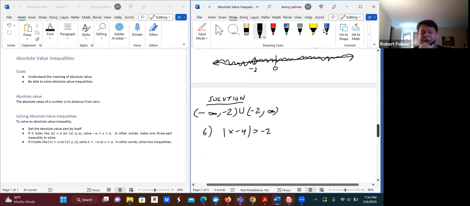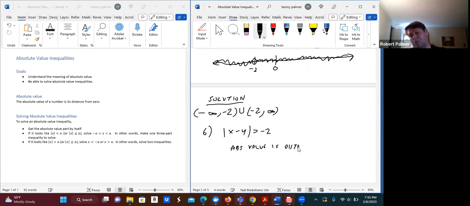Now, understand this one goes back to understanding of absolute value. Ordinarily, you might think we do two inequalities, but look at this. Remember, absolute value is a distance from 0. And distance, of course, is never negative. Distance is always positive or 0. It's not negative.